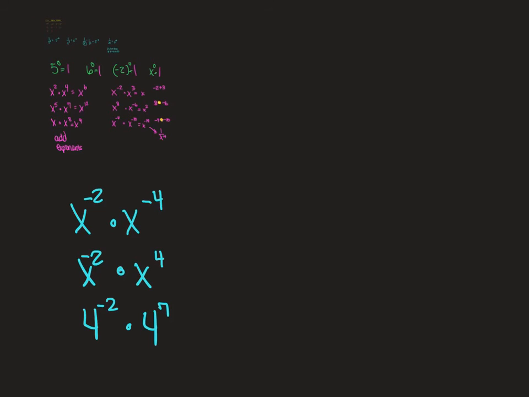All right, you try these questions. Pause the video, try and see what you get. When it gets down to this one, just have your answer 4 to the something. You don't have to keep going. All right, here's what I got. This is the only one that was negative, so he had to be turned into a fraction. Negative 2 plus 4 is positive 2. And negative 2 plus 7 is positive 5.